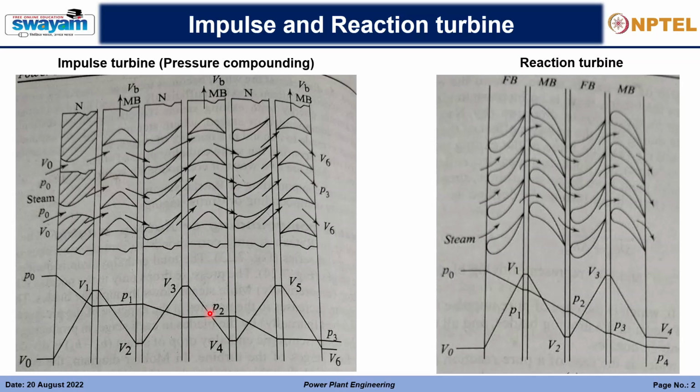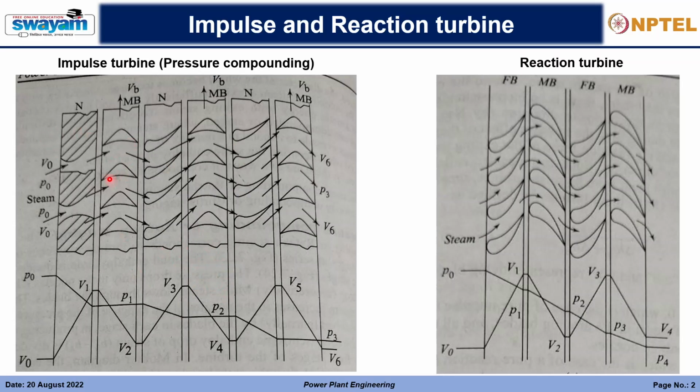So the impulse that is generated on the moving blades is due to the velocity difference and not due to the pressure change. It is happening at constant pressure. So this is the fundamental concept of an impulse turbine, and here I am showing a pressure compounding.